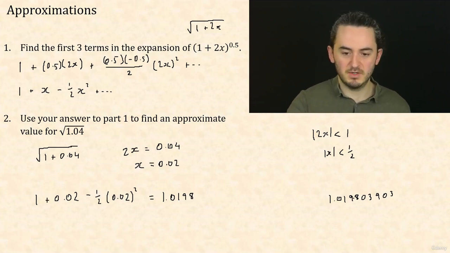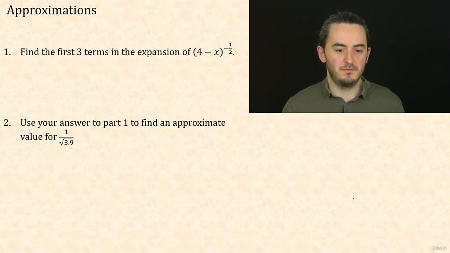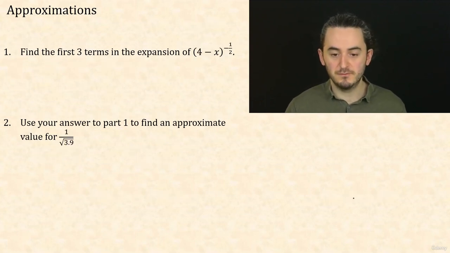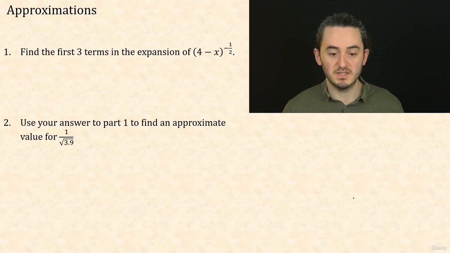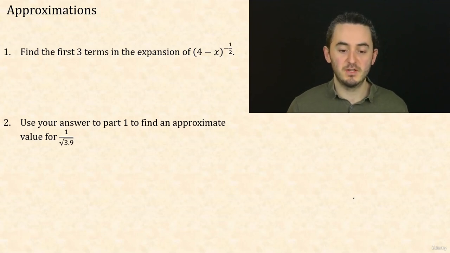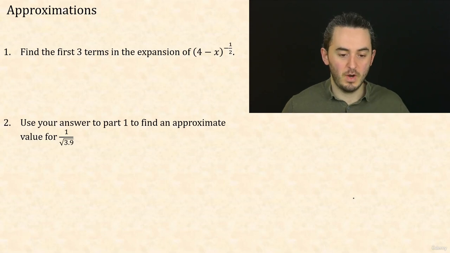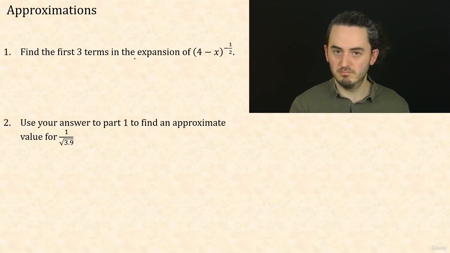Okay, let's have a look at another example. Find the first 3 terms in the expansion of (4 minus x) to the power of minus a half, and then use your answer to part 1 to find an approximate value of 1 over the square root of 3.9. Okay, well, let's do part A first.